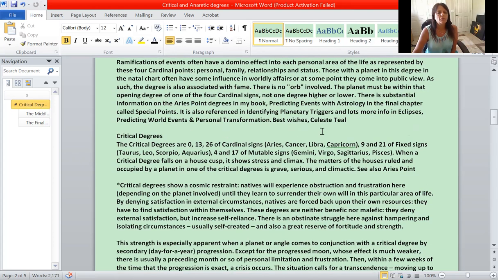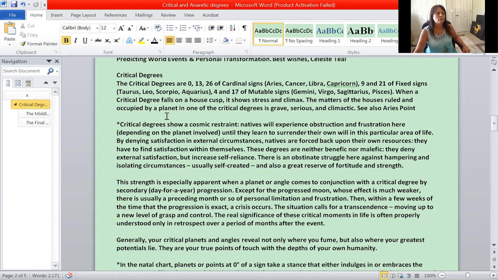Okay, so that was a little bit from Celestial. She had Celestial, isn't that a great name? She's got great books. This one is a good book that she has here: Eclipses, Predicting World Events and Personal Transformation. All right, let's move on.